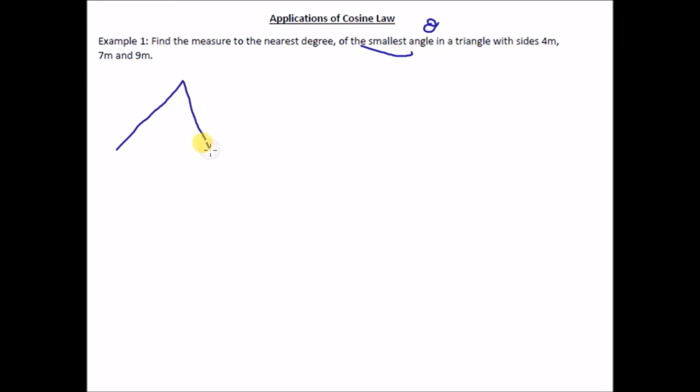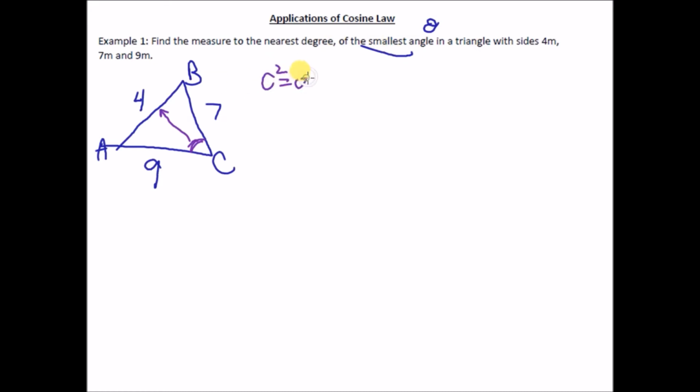So when we draw this triangle, we can just draw it as an acute triangle. We'll call this A, B, and C. Okay, doesn't matter. So we want to solve for the smallest angle. So if we label the sides 4, 7, and 9, the angle that we would want to actually solve for is C, because the smallest angle is going to be opposite the smallest side. So let's set up our ratio with the C on the outside.